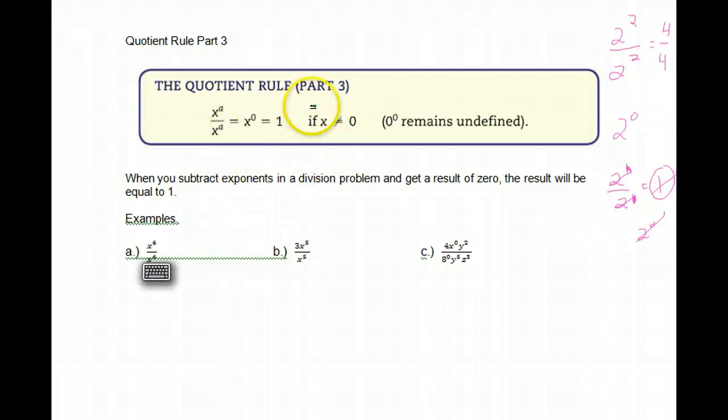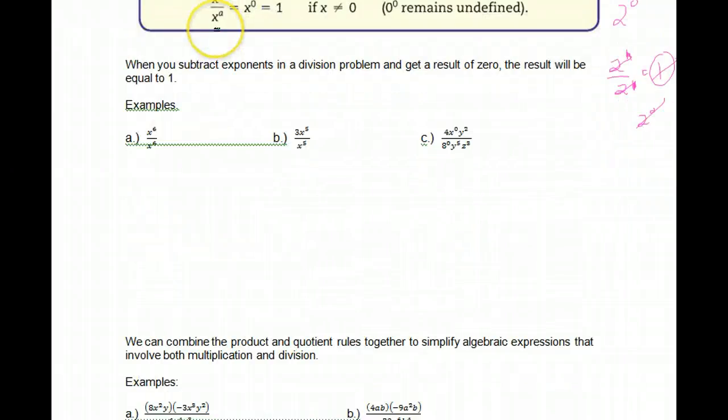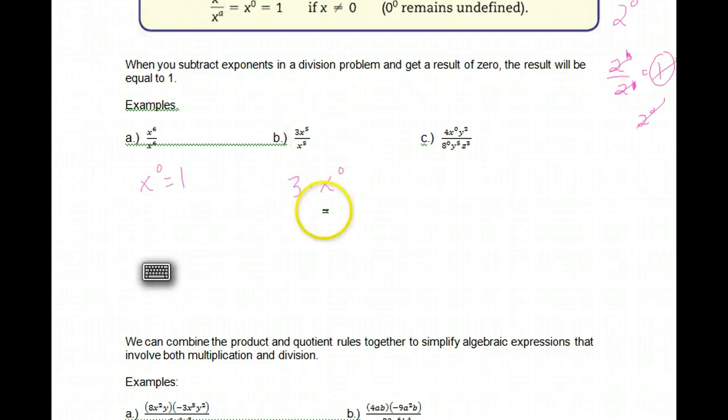So we're just going to look at a few quick examples here. We have x to the 6th over x to the 6th. We're going to subtract those exponents, and we're going to get x to the 0, and we automatically say, oh, that's equal to 1. Letter B, we have 3 times x to the 5th over x to the 5th makes x to the 0, which makes 3 times 1. So that expression is just equal to 3.